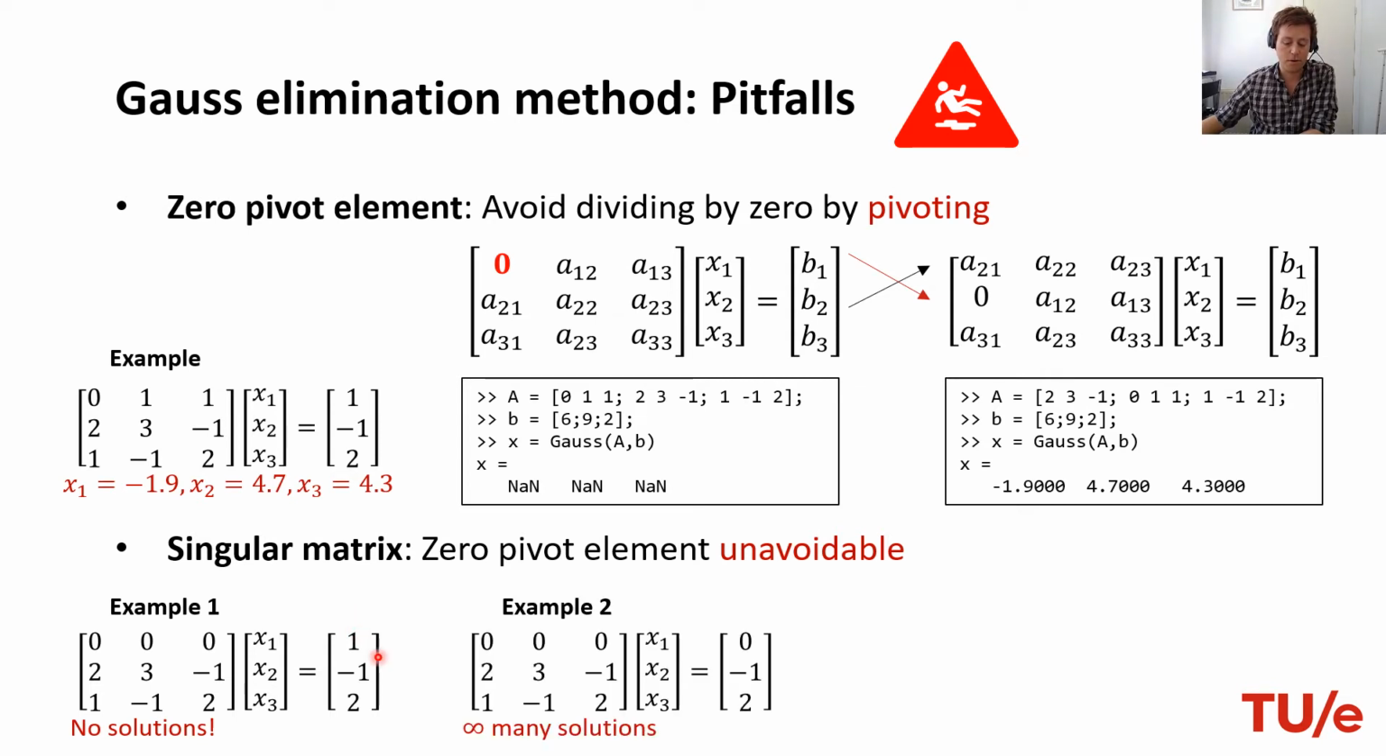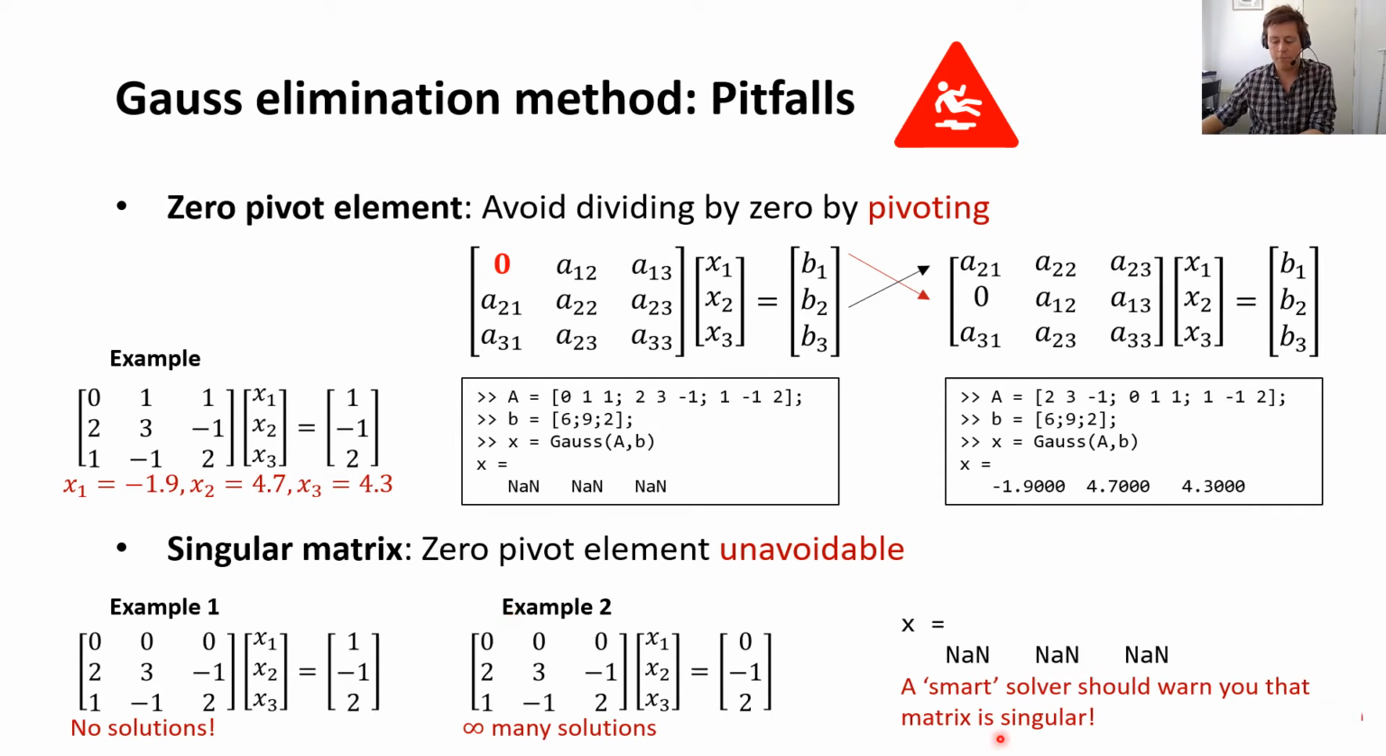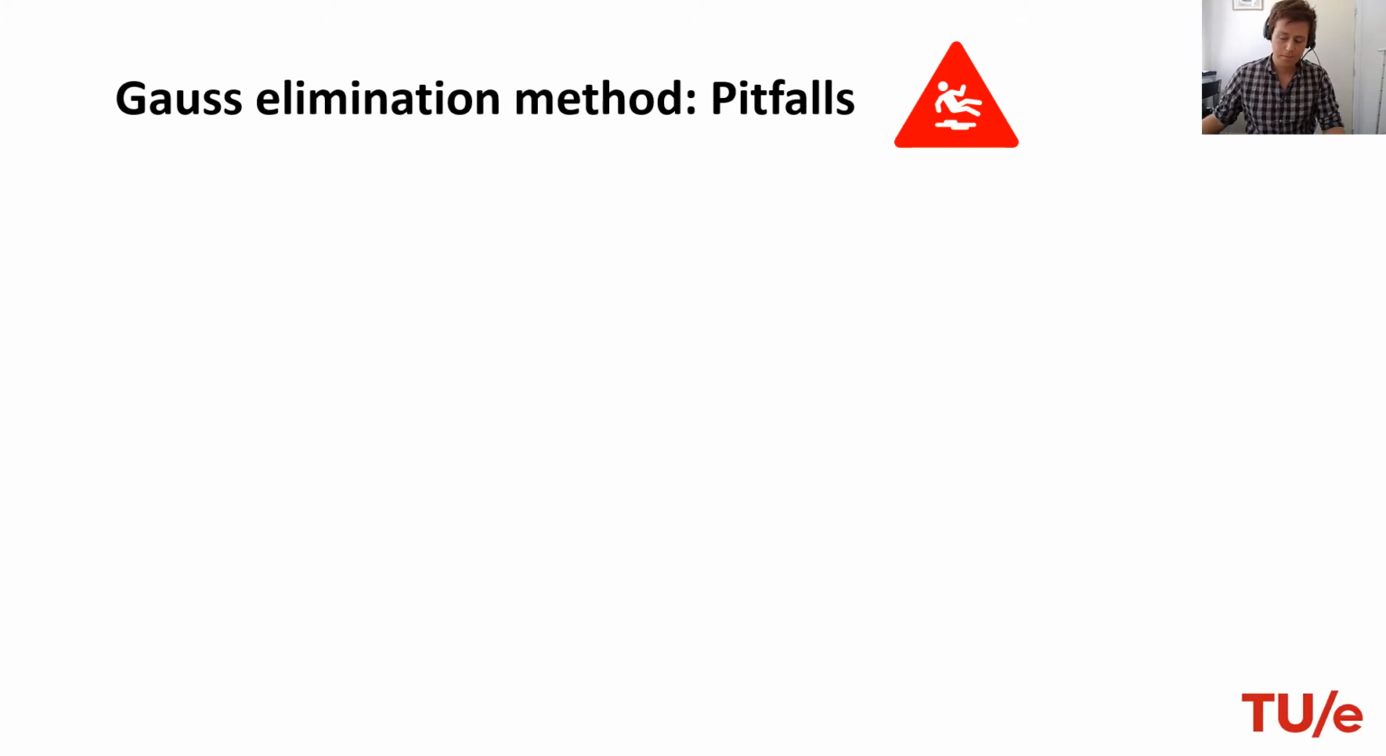It's also possible that there are infinitely many solutions. So we have a full 0 row, which is equal to 0. There will be only 2 basic variables and 1 free variable here. So this system has infinitely many solutions. For both cases, the Gauss solver that we discussed earlier would result in a not a number solution, because again, it would somehow divide by 0, whereas a smart solver should definitely warn you that the matrix is singular.